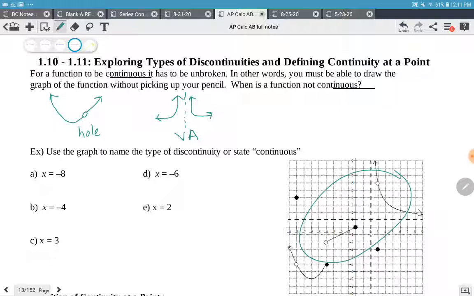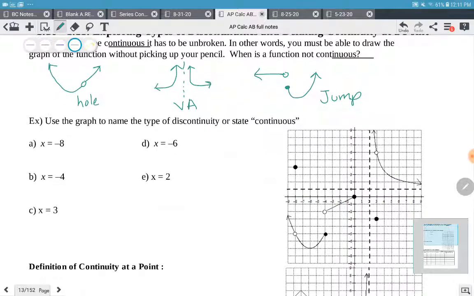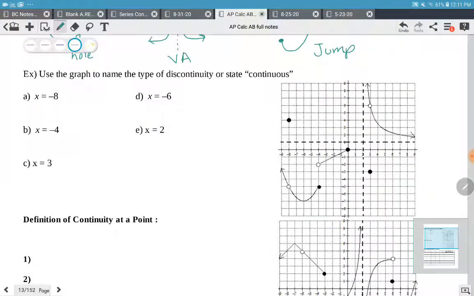Or looking at this for some inspiration, if I have a jump in my graph, so maybe it goes like this, and then there's a piece down here. Okay, all of those things would make me pick up my pencil, right? So if I look at this graph, at -8, there's a hole, so it's not continuous there. At -4, this is a jump, right? Because it's on one side and then it jumps down to the other. So I would call that a jump discontinuity. And then at 3, it looks like there's a hole again.